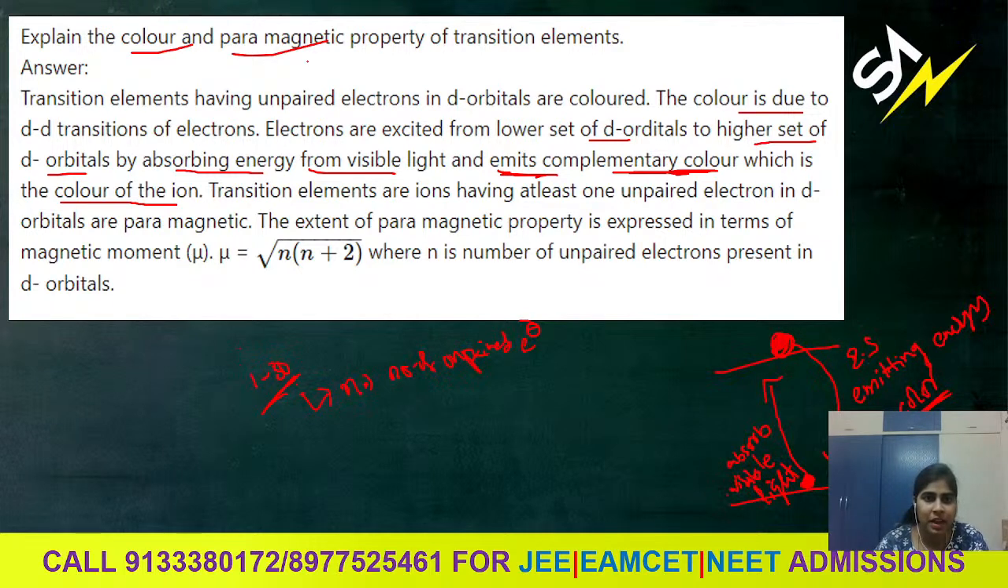And what about this paramagnetic property? The transition element ions having at least one unpaired electron in d orbitals exhibit paramagnetic property. Here this n denotes the number of unpaired electrons. This is the magnetic moment, denoted by mu. The magnetic moment of these transition elements can be calculated by the formula under root of n into (n plus 2), where n is the number of unpaired electrons present in d orbitals.